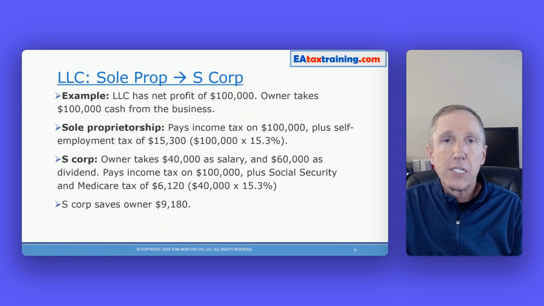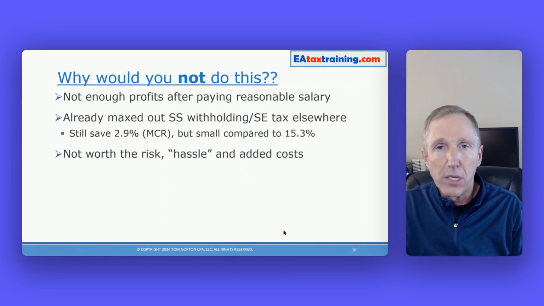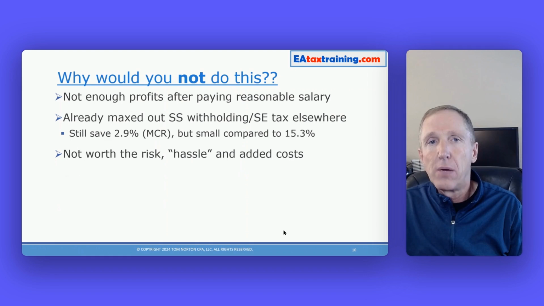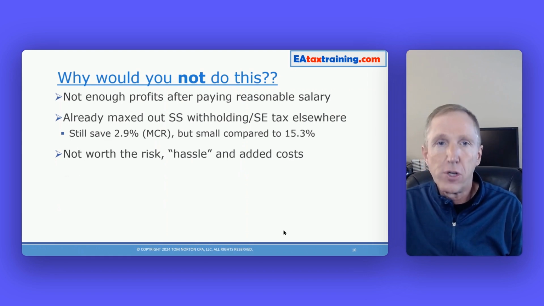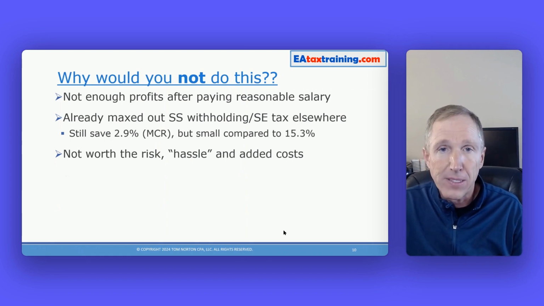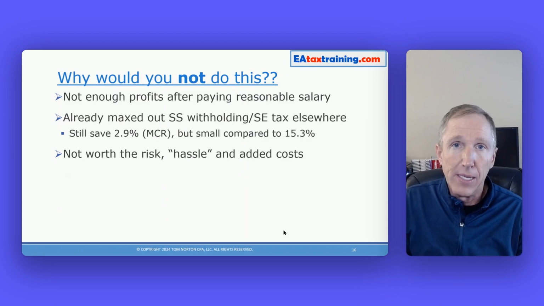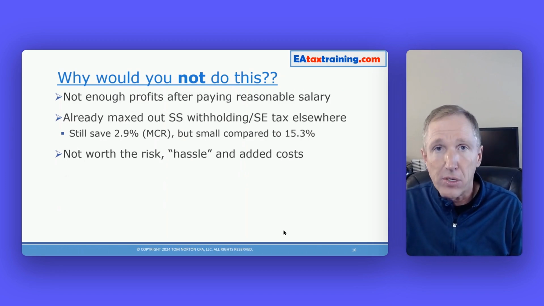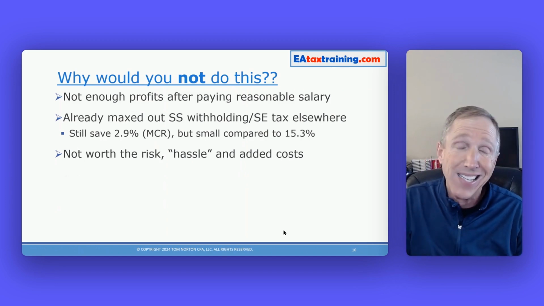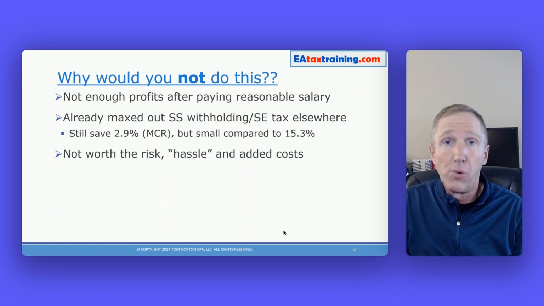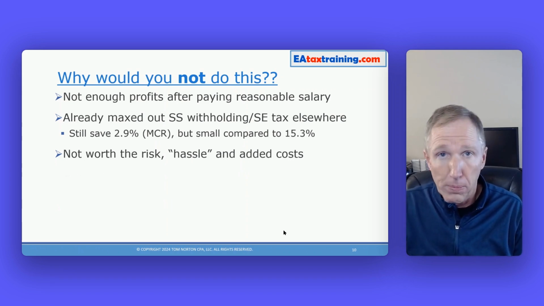So a very reasonable question to ask at this point is, why would you not do this? Why would you not take this money? Well, there are some reasons why you would not do it. The first is that you may not have enough profits to make it worthwhile. If your reasonable salary is, as in our example, $40,000, and the profits from the business are $40,000 or less, then it doesn't make any sense. You've gone through all the trouble of becoming an S corporation and you got no tax savings whatsoever.